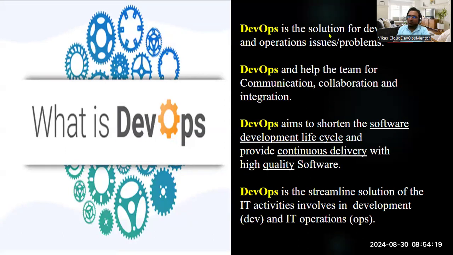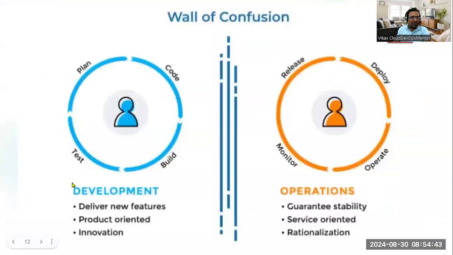DevOps is a solution for development and operation related issues and problems. DevOps helps with communication, collaboration, and integration. With the help of DevOps, the software development life cycle, the infinity loop, will run faster. That is the DevOps aim. DevOps is a streamlined solution for all the IT development and IT operation related issues. Let's assume the developer faces a problem, the operation people face a problem, the developer does a lot of manual work, the operation people do all manual work, then we DevOps engineers will fix that, or we will provide some tool as a solution to them. Agree?